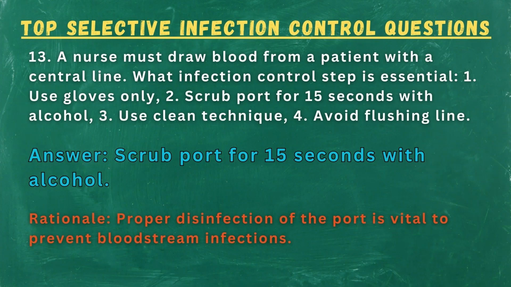13. A nurse must draw blood from a patient with a central line. What infection control step is essential? 1. Use gloves only. 2. Scrub port for 15 seconds with alcohol. 3. Use clean technique and avoid flushing the line. Answer: scrub port for 15 seconds with alcohol. Rationale: proper disinfection of the port is vital to prevent bloodstream infections.